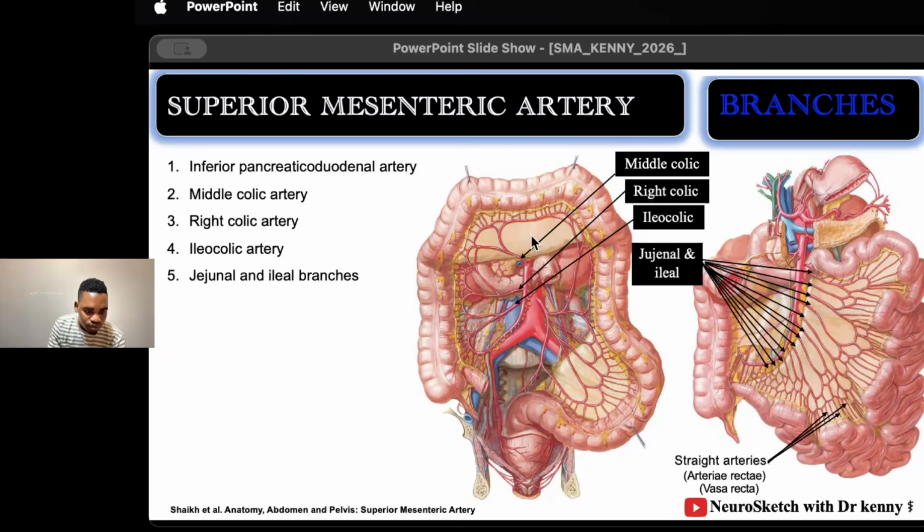And then the second branch is called the middle colic artery. The middle colic artery supplies the mid portion of the colon. Middle colic, mid portion of the colon. What is the mid portion of the colon? That's going to be your transverse colon.